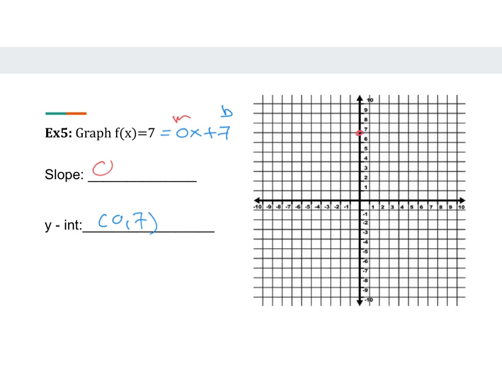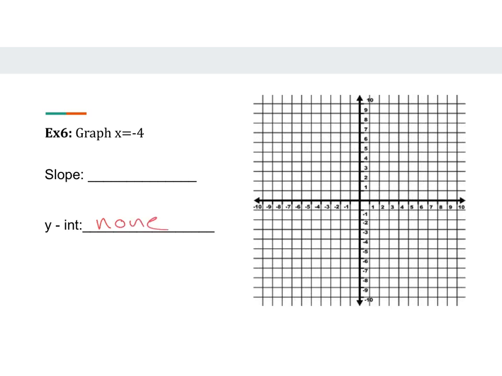And then having a slope of 0 just means I have a horizontal line. So when I go to graph this, again, I have a horizontal line that's representing my slope of 0. And for our last example here, we have x is equal to -4. Now, unlike the last example, this one does not have a y value, so we actually have no y-intercept.